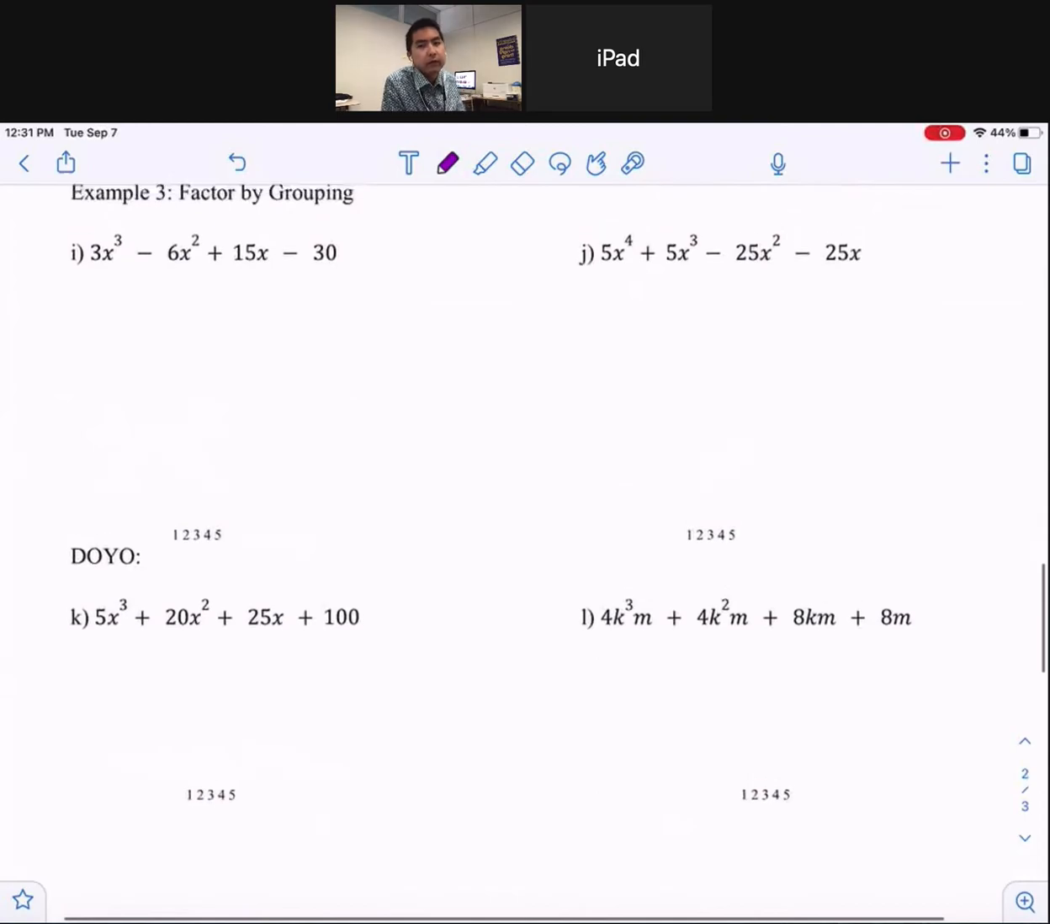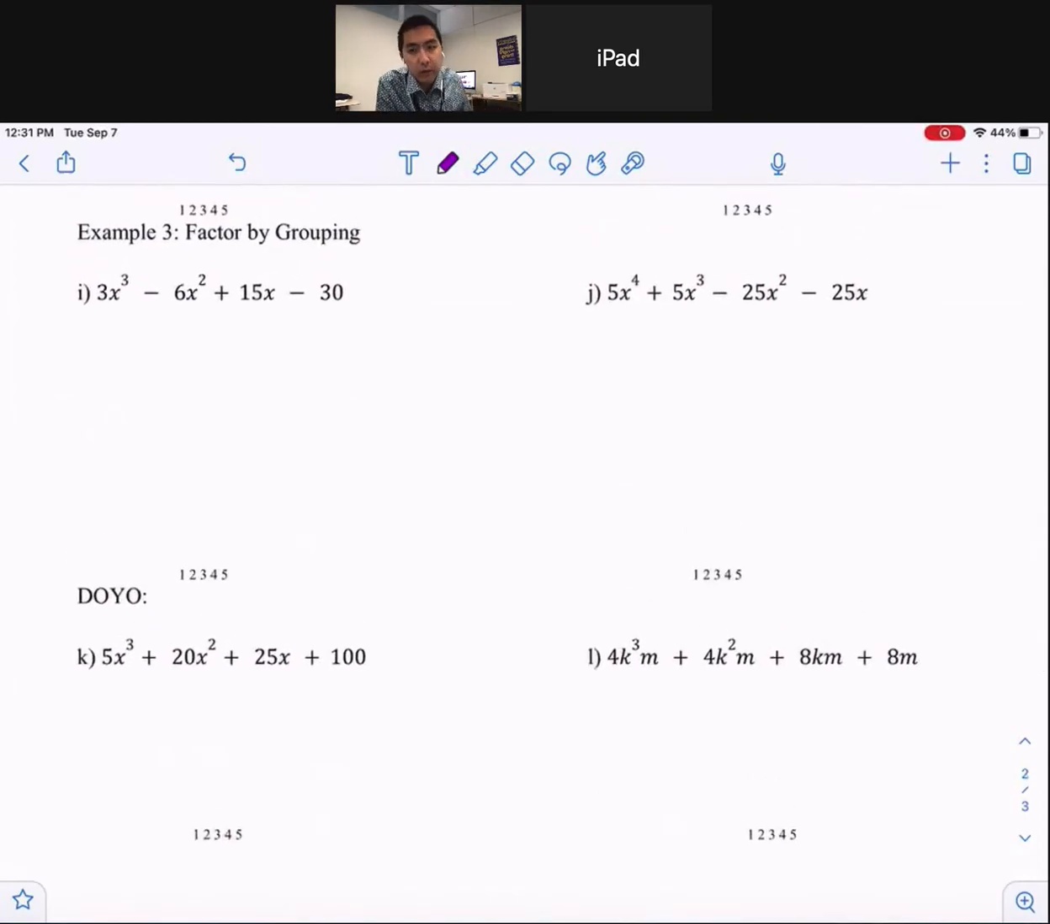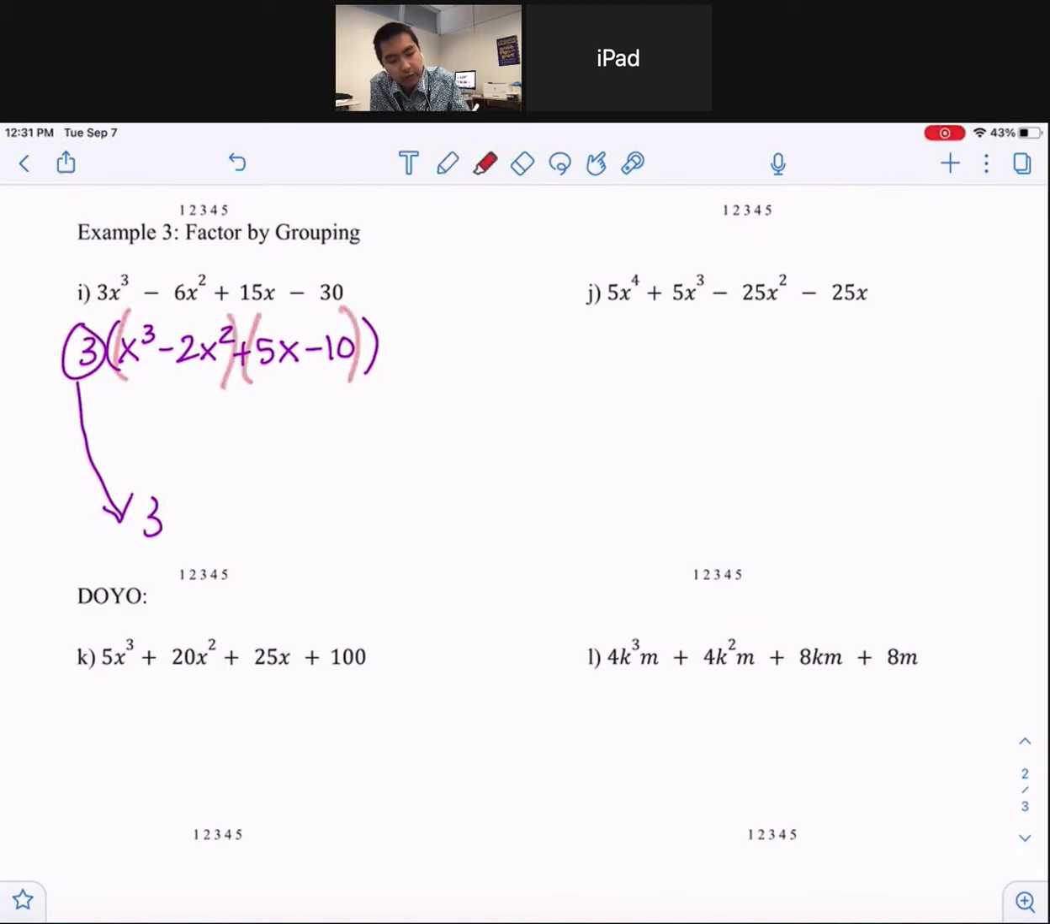Okay, here we go. With I, can you factor something out from each coefficient? And you can. You can factor out a 3. 3 divided by 3, 1x to the third. Negative 6 divided by 3, minus 2x squared. 15 divided by 3, 5x. Negative 30 divided by 3, minus 10. I'm going to drop this down so we don't forget about that. And we group these two, and you guys group those two.